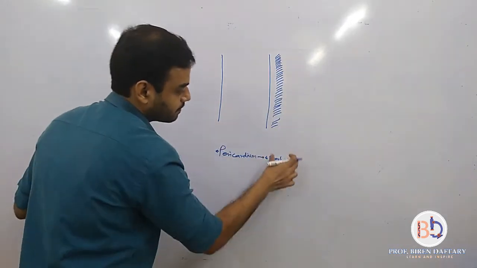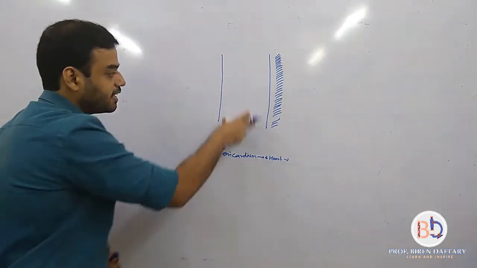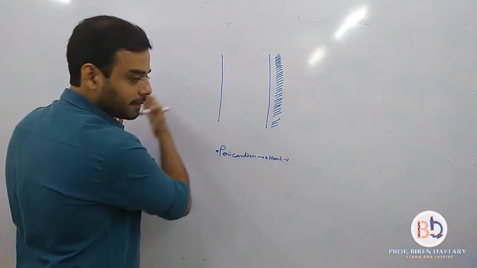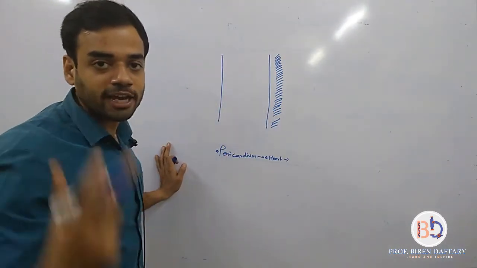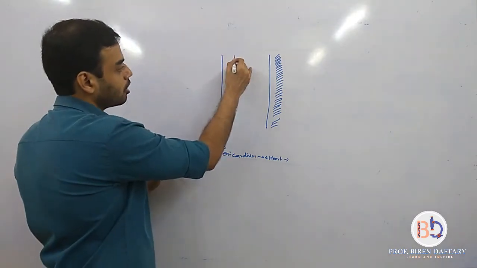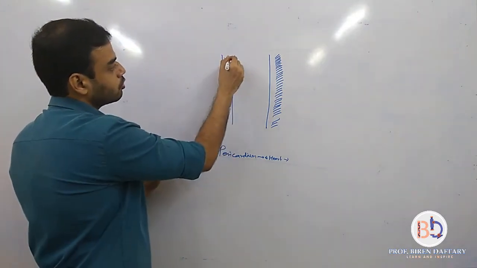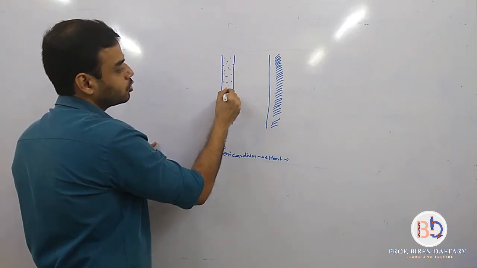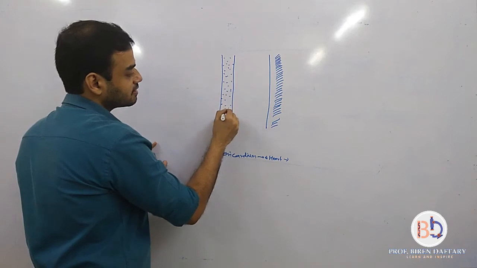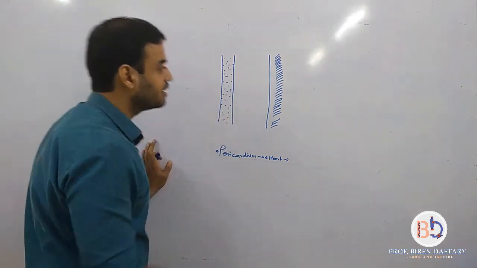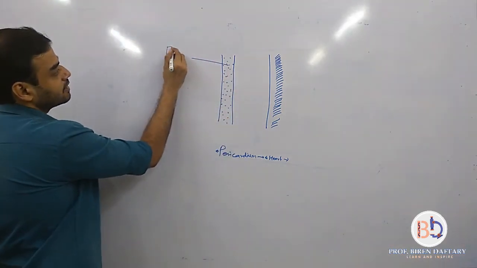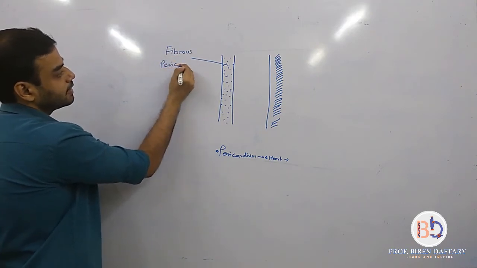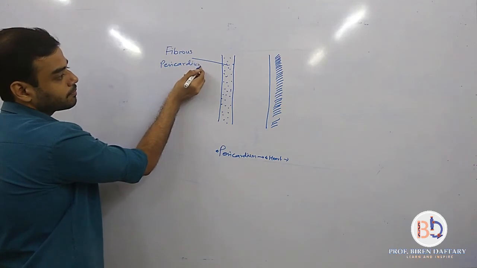Now, this pericardium is further divided into two parts. The outer pericardium is called the fibrous pericardium. So now I am just going to draw an area which is dotted. Since I don't have colored pens, I will need to differentiate the areas. So this dotted area is called the fibrous pericardium.